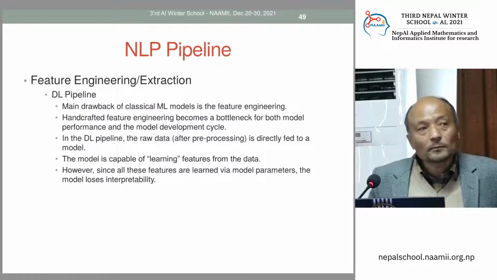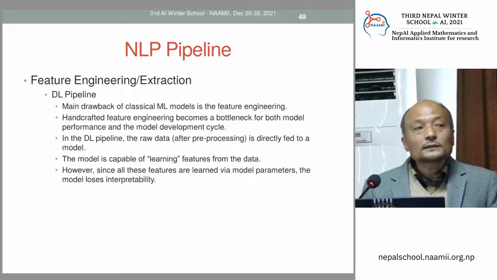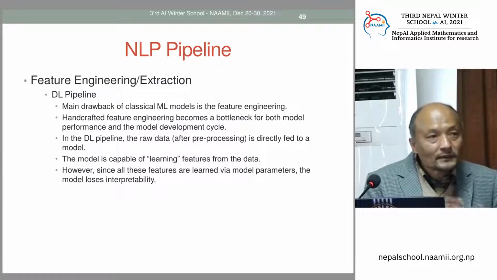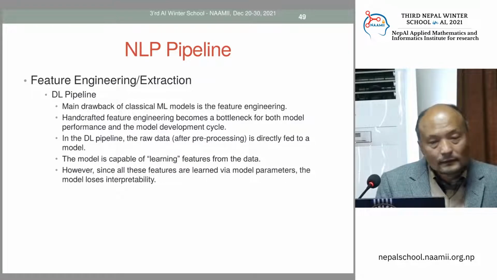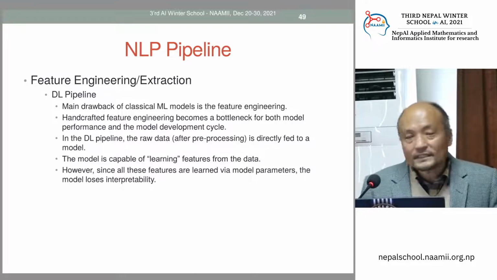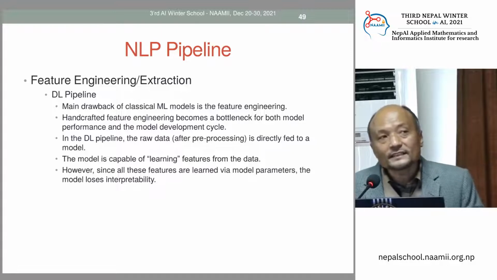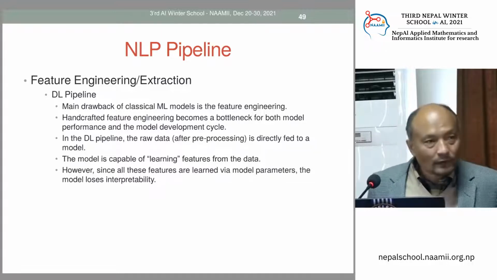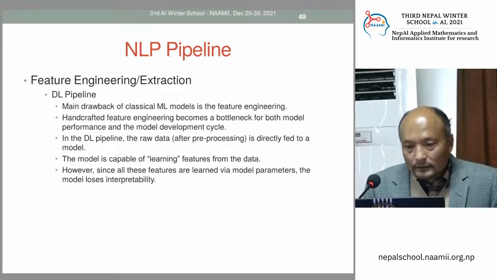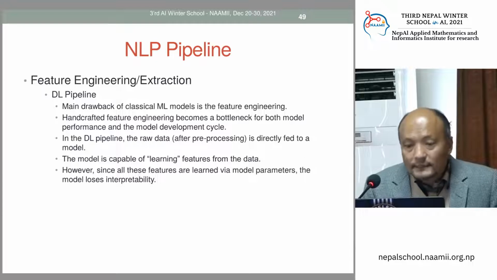Now let's look at the DL pipeline, the deep learning pipeline. The main drawback of classical ML models with handcrafted features is that you need to take a lot of time to develop these rules in the feature engineering part. The feature engineering part is quite tedious in this classical NLP ML model. In order to develop handcrafted features, you need to be an expert in that field. That becomes a bottleneck for both model performance as well as model development cycle.